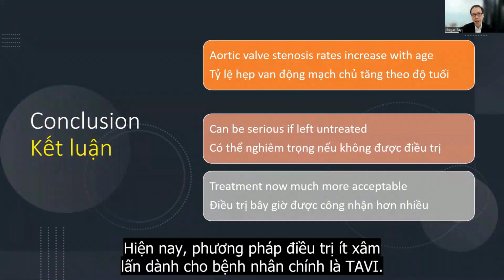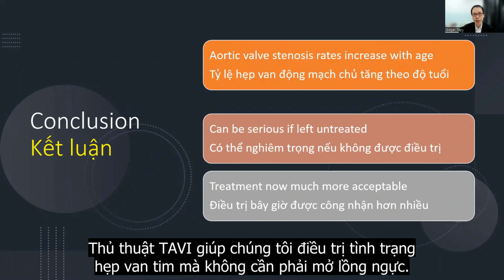The last thing is that now there is a less invasive option to treat patients. There is now TAVI, and TAVI allows us to treat this heart valve condition without having to open the patient's chest.